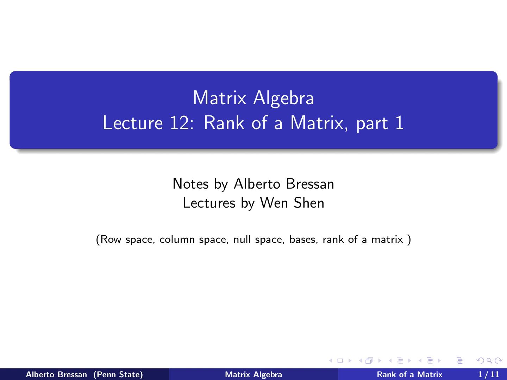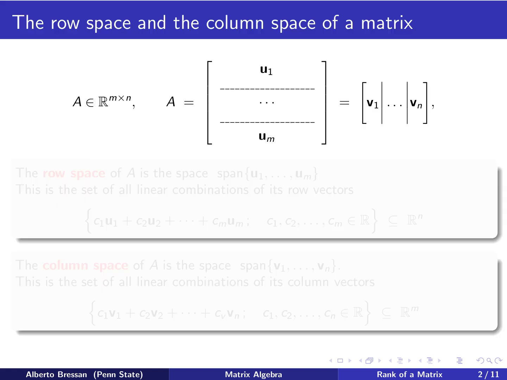Today we cover lecture 12. This is part 1. The topic is the rank of a matrix. We will go through special spaces formed by a matrix, such as the row space and column space, and some special spaces that we call null space. And then we'll talk about basis, and then we'll talk about the rank of a matrix. Okay, so let's get started.